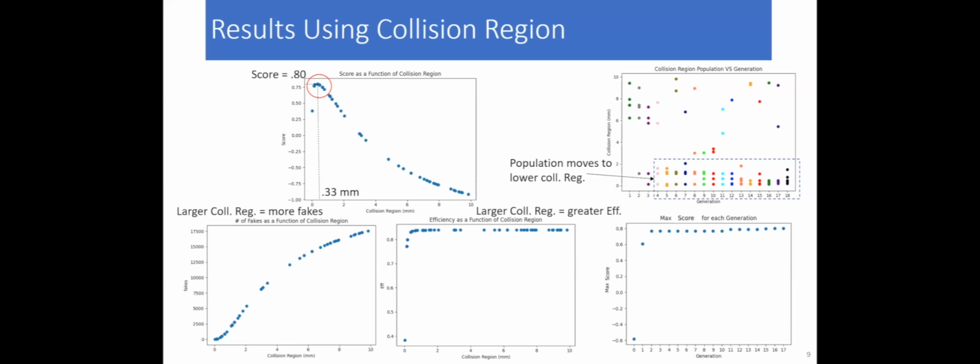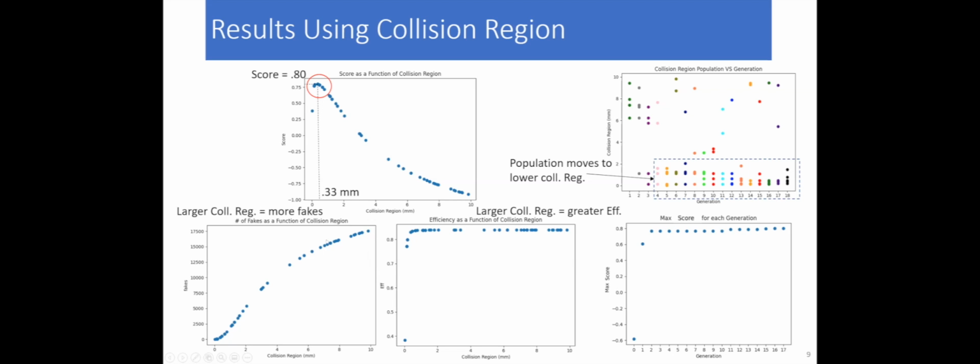From using my algorithm, I did find a sort of peak where your score is maximized. Right here, score maxed at 0.8, and that was at 0.33 millimeters. So that kind of makes sense, right?